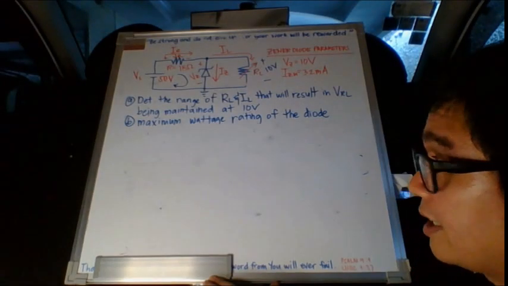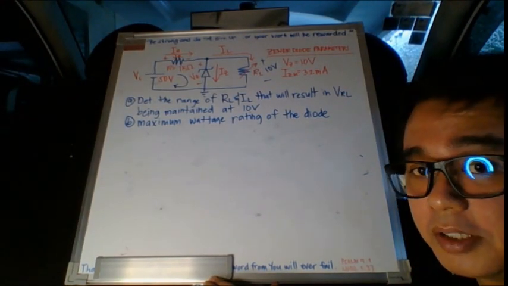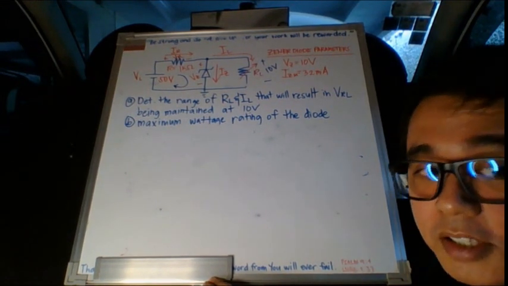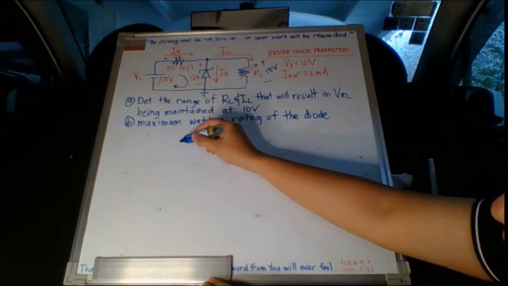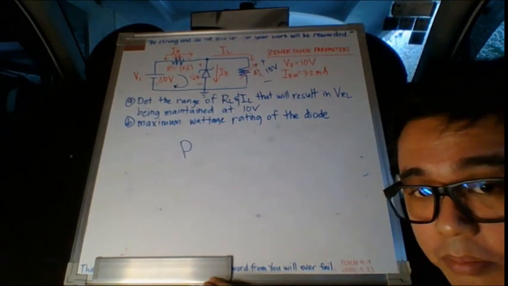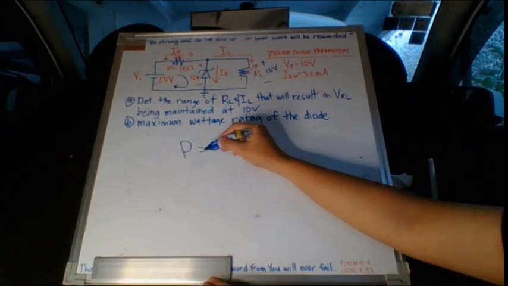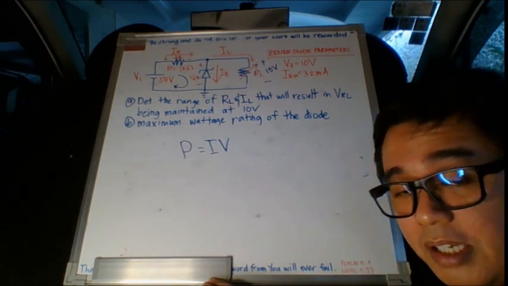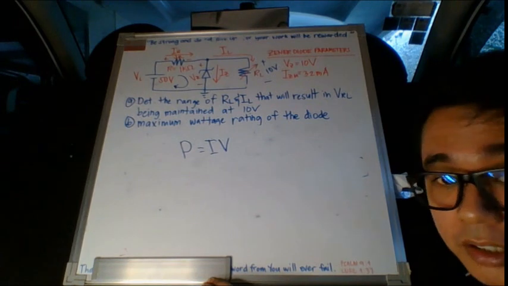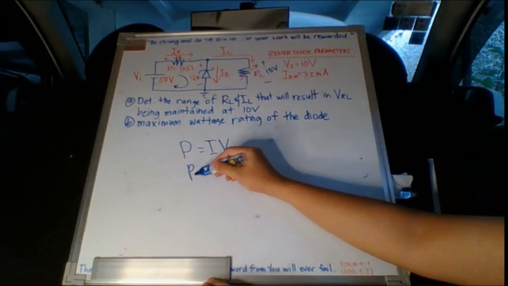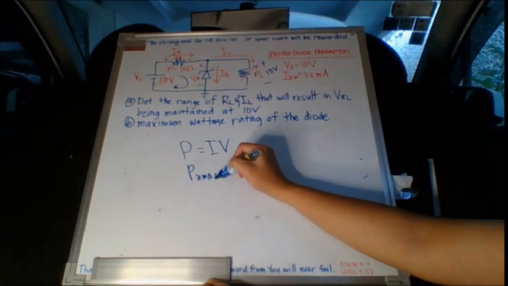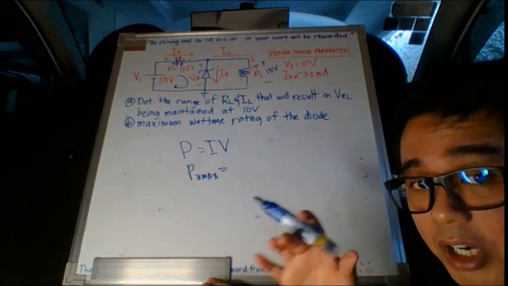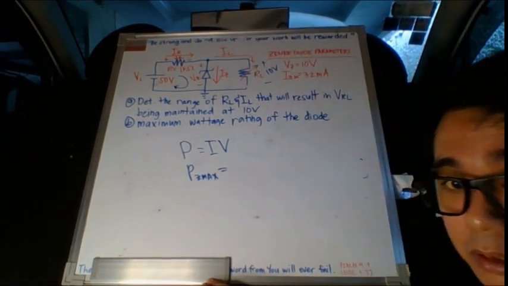Na-solve na natin yung para sa letter A. Ngayon naman na-solve natin yung sa letter B. Paano ba natin isosolve yung maximum wattage rating ng ating Zener diode? Gagamitin natin yung formula or equation para sa power. P is equal to I times V. Papalitan lang natin yung subscripts niya para umakma siya dito sa ating circuit. Yung P natin dito, papalitan natin ng PZ max or the maximum Zener power. Yan yung maximum na power na pwedeng i-handle ng ating Zener diode.